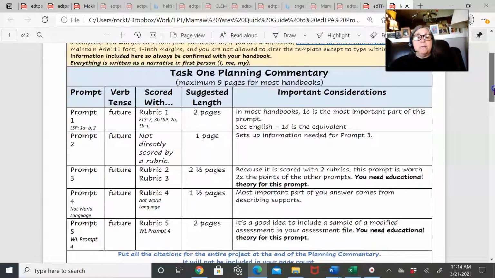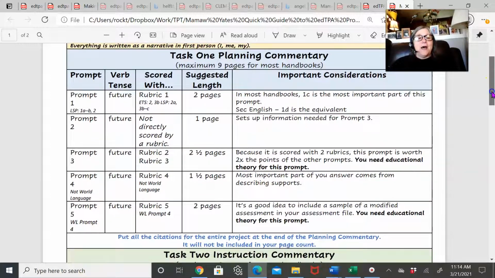Now, for most handbooks, your commentary is going to be 9 pages. And so I've broken it down by rubric and suggested page links. For example, for prompt number 1, that is scored with rubric 1. Now, there are some handbooks, like the literacy specialist, that are not included in that, but as you can see, that's almost everybody.